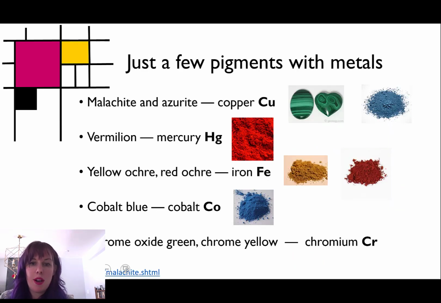Okay, so I wanted to just talk about, in general, a few different pigments that contain different metals. So malachite and azurite both contain copper. Vermilion contains mercury. Yellow ochre, red ochre, there's actually a lot of different iron-based pigments. Prussian blue, cobalt blue contains cobalt, obviously, and then chrome oxide green, chrome yellow, those all contain chromium. So there are many, many pigments that we use in painting and in art that contain different metals.